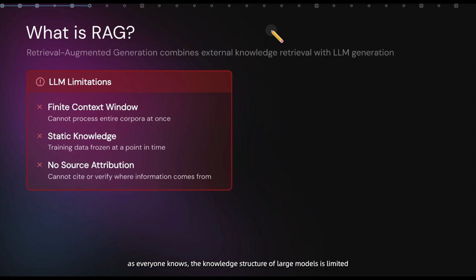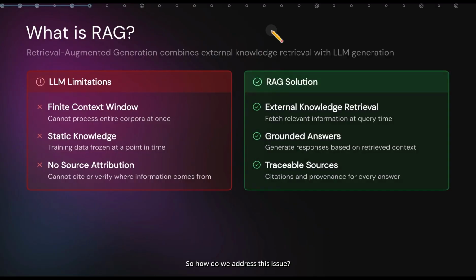For example, as everyone knows, the knowledge structure of large models is limited. Also, although it can supplement additional information through the context window, the size of the context window is fixed as well. It's impossible to just dump a huge amount of data in at once and expect it to answer. So how do we address this issue?